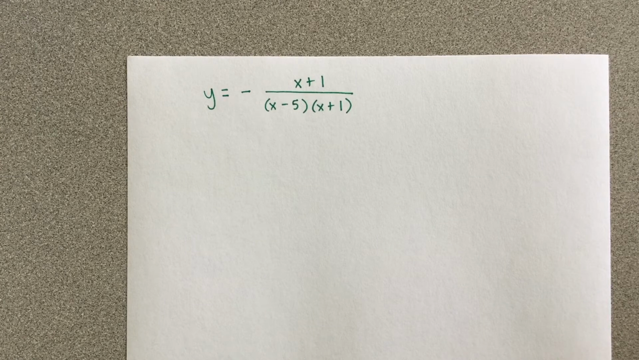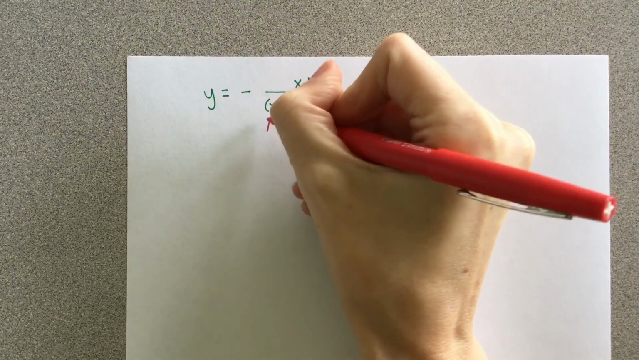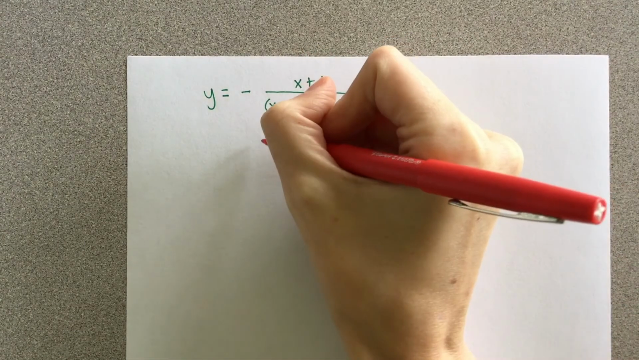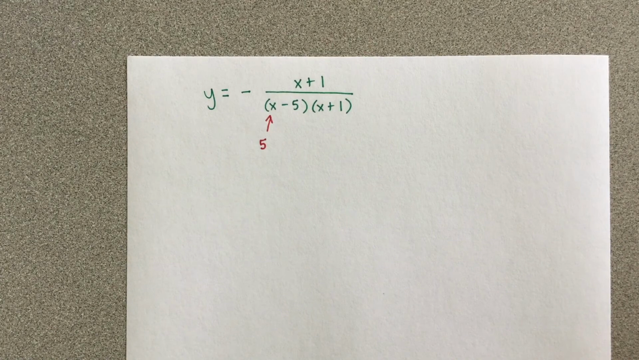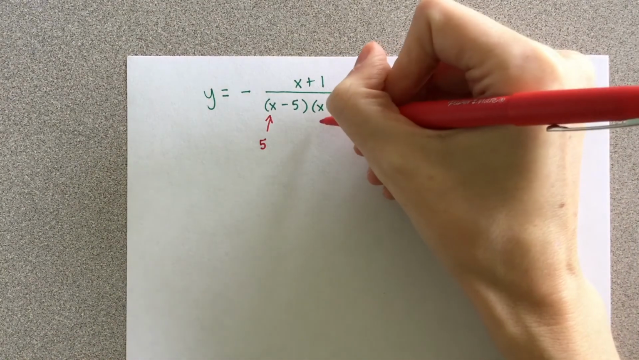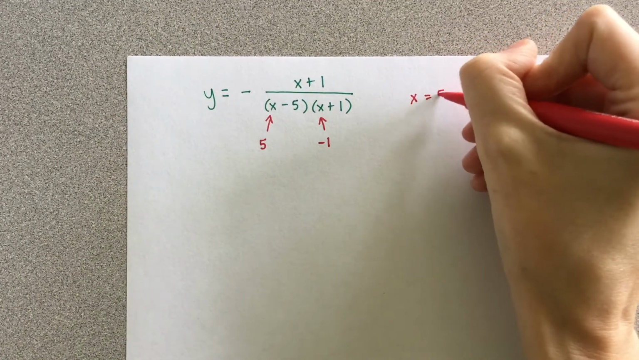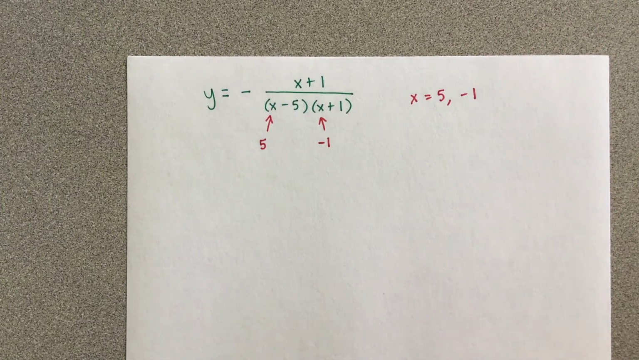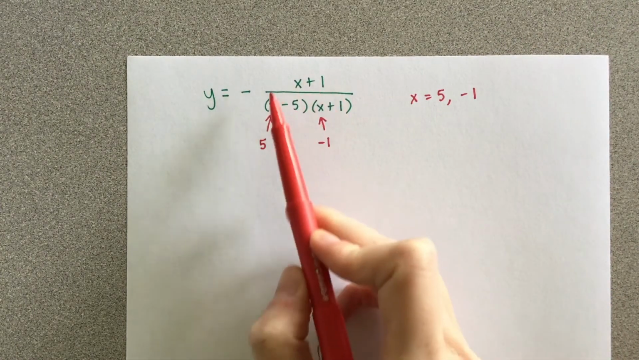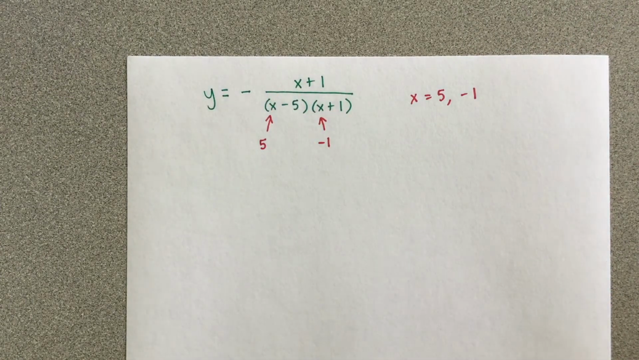And we'll look at the graph of it in a moment. But let's first think about what values of x make the denominator equal 0, or what are our domain restrictions. In the denominator, if this x were a positive 5, then we would have a 0 in the denominator. And if this x were a negative 1. So our domain restrictions for this equation are positive 5 and negative 1. These are the only two values of x that this function cannot equal.